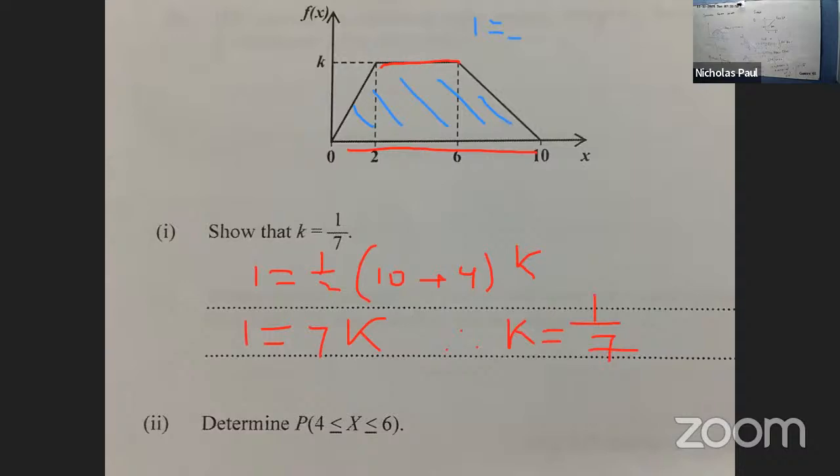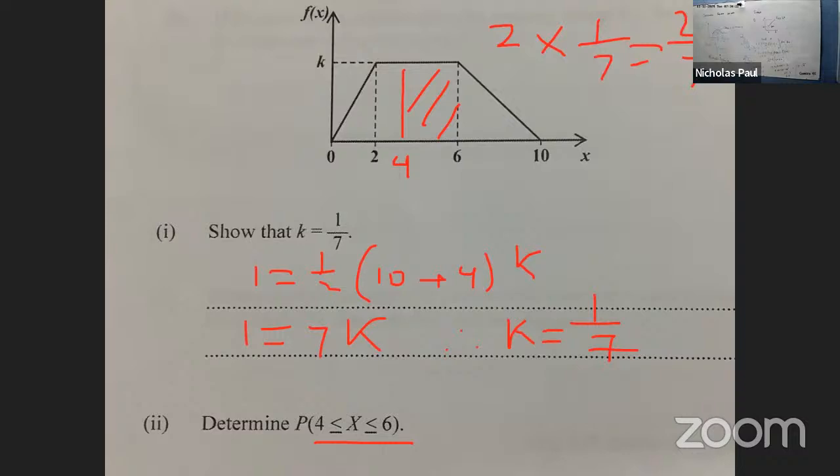That's basic stuff. And then they want the probability between 4 and 6. So 4 is somewhere here. Let's find the area there, a rectangle. So it will be 2 by 1/7, which is 2/7.